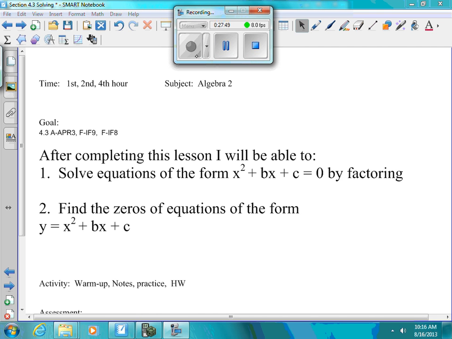So remember back to the targets at the beginning of this lesson. Hopefully you feel comfortable solving equations in the form x squared plus bx plus c equals 0 by factoring. And you have discovered that finding the zeros of an equation, y equals x squared plus bx plus c, is really the same thing as goal 1. So really, we have two goals listed here, but it's the same thing. We're going to factor to find the zeros, to find the solutions, to find the x-intercepts, to find the roots.